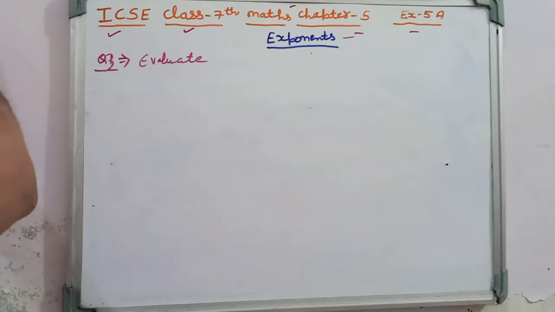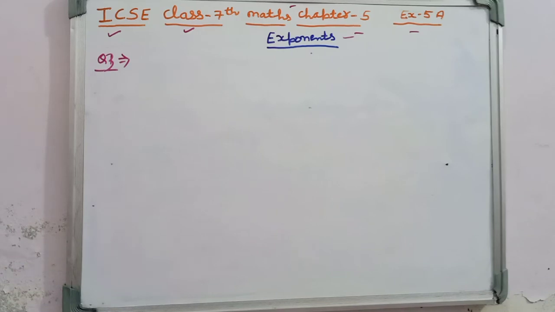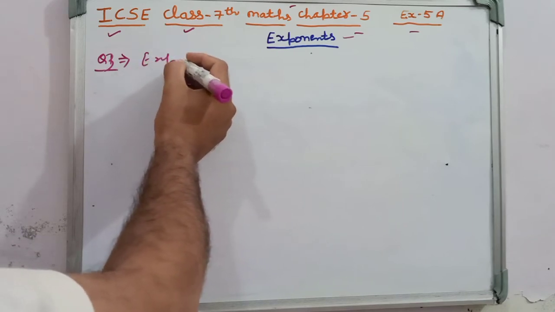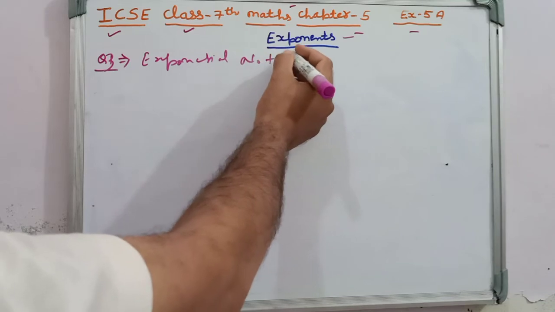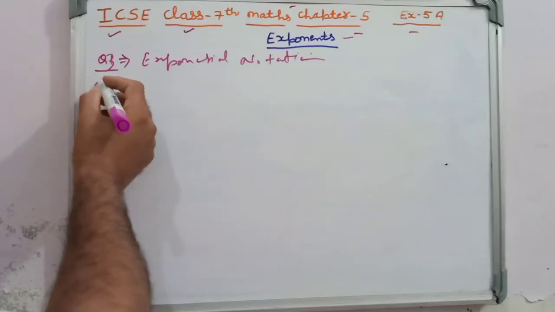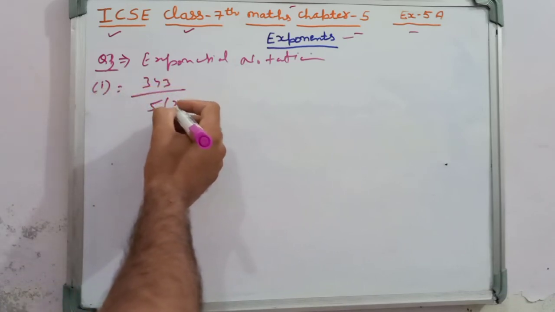Question number 3. What is question number 3? Question number 3 is: express each of the following in exponential notation. No need to panic. You have done it right. Part first is 343 upon 512.